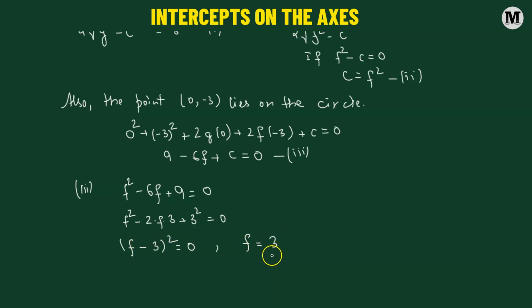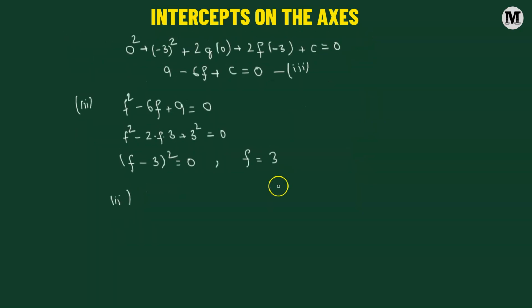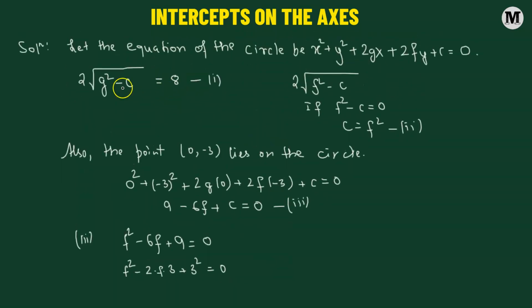Now that we have the value of f, we can also find out the value of c. So from equation number 2, we considered c to be equal to f squared. So that means the value of c will be equal to 3 squared, which is 9. So now we have the value of c as well. We have the value of c, we have the value of f. Our next task will be to find out the value of g. So we'll use equation 1.